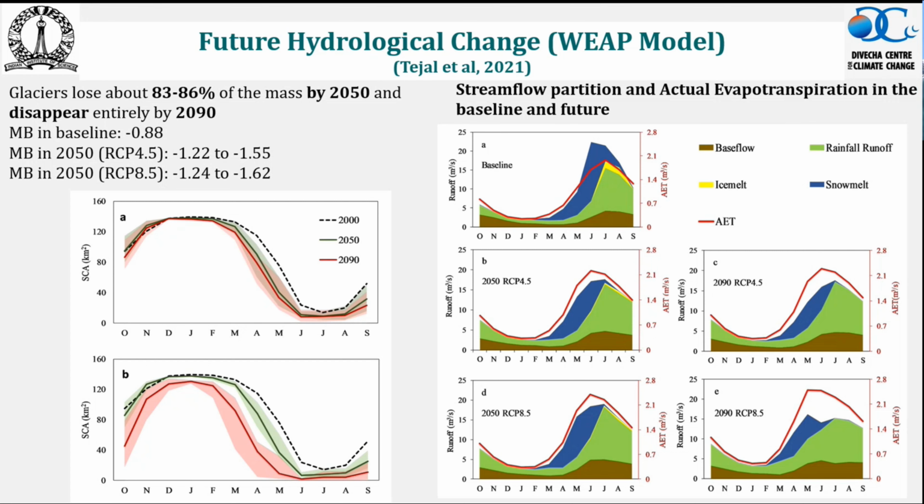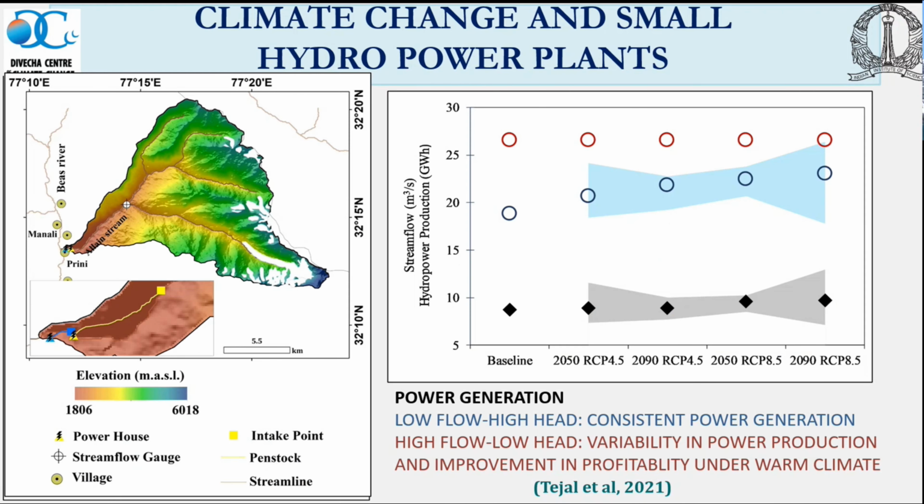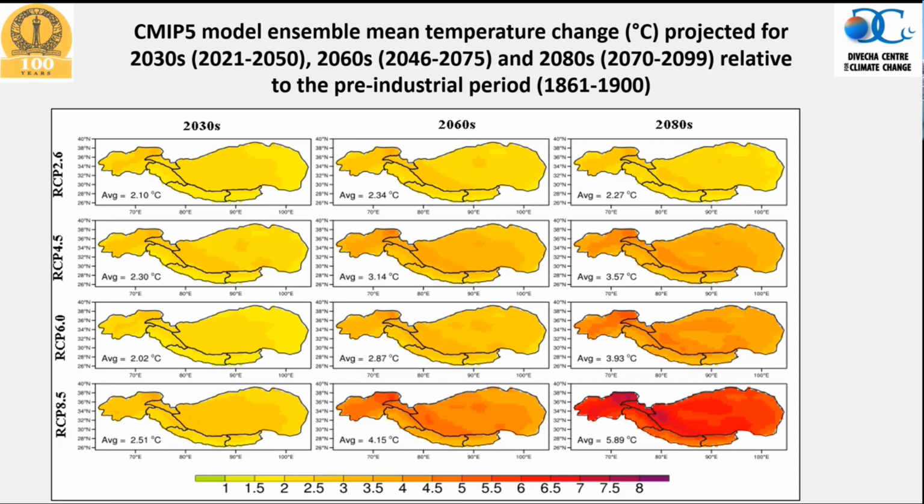And you can also use the model to understand how this is going to affect small hydropower plants and power generation. When you have a low flow and high head, how much power will it generate, or whether there is a change in seasonality of water availability, and whether a power plant can take benefit of that or not. So some power plants can take benefit, some may not. So all those issues you can address.